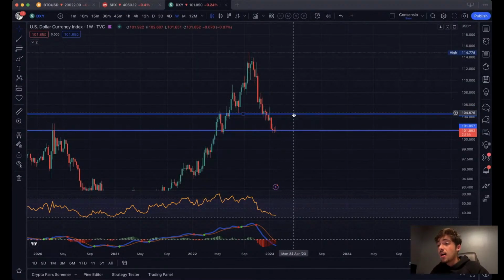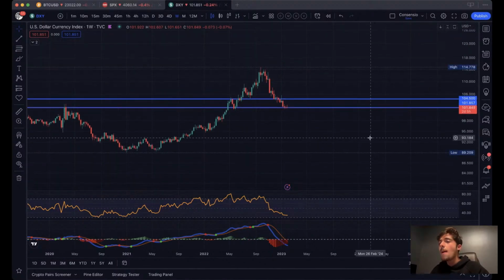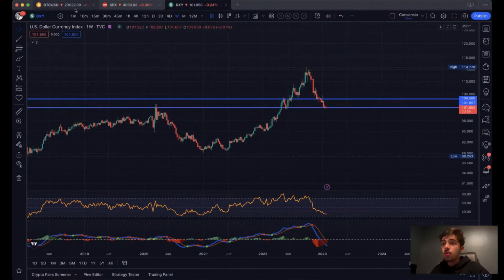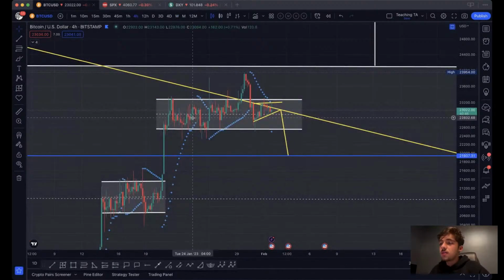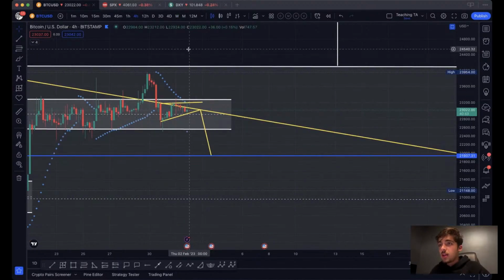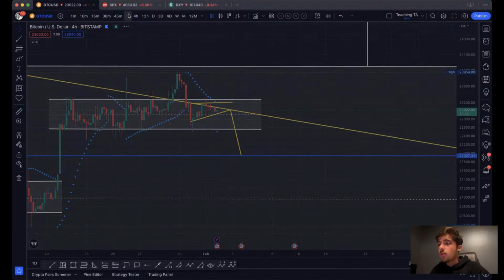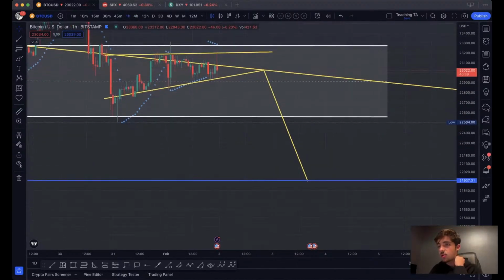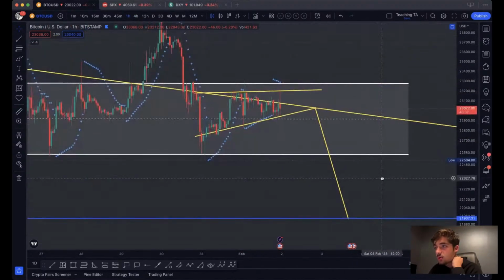If this happens and we retest back here, then we could be forming a head and shoulders on the DXY, meaning that this would actually be pretty good for Bitcoin in the long term, even though it's not great in the short term. Now, I want to check into the 1 hourly chart for Bitcoin just to see what's going on in the very, very immediate short term.